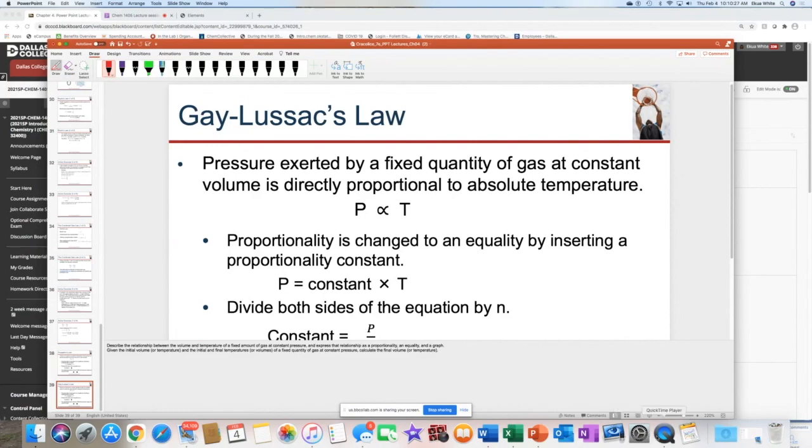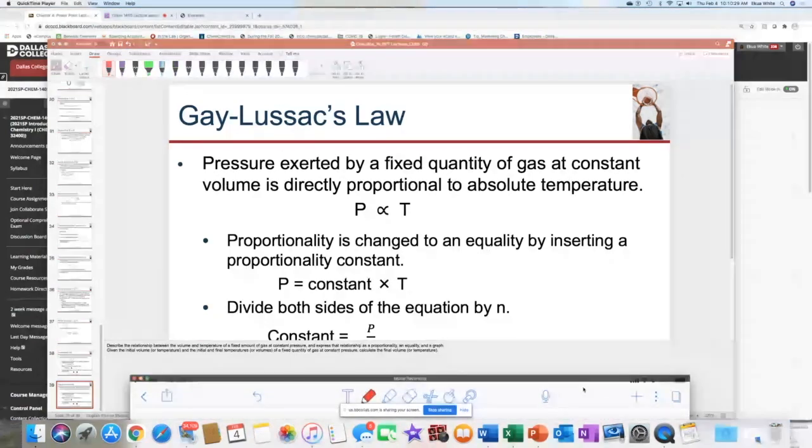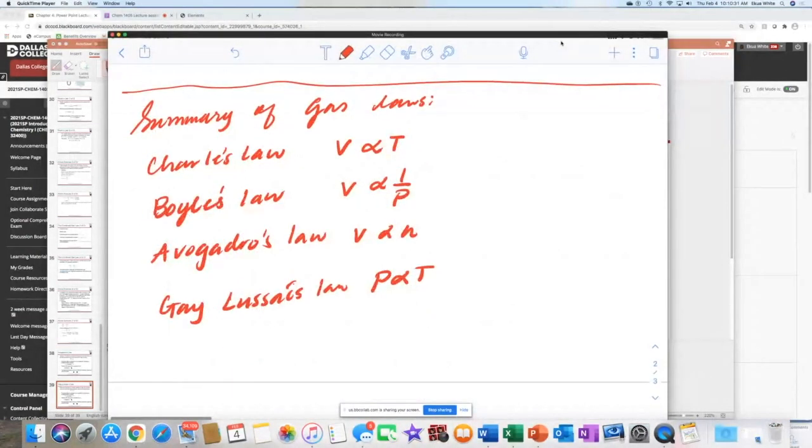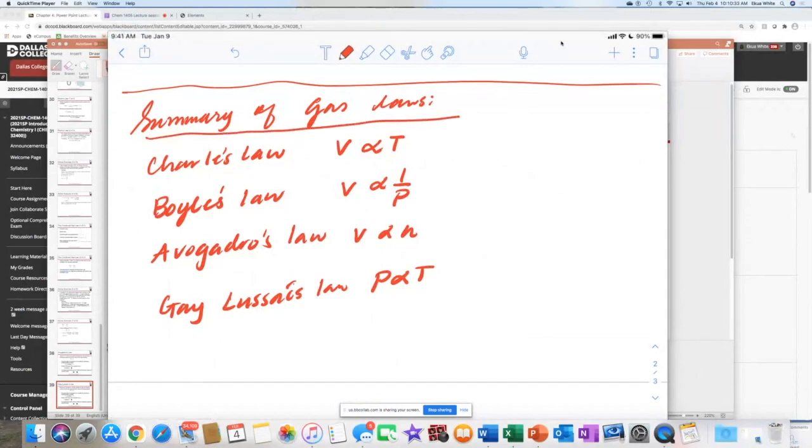Okay, so let's go back to my iPad right here, and I have the summary. So make sure you write this summary down. This is the bottom line. Now we're going to describe these laws in words. I'm going to go through these, state these laws, and talk about them in words.